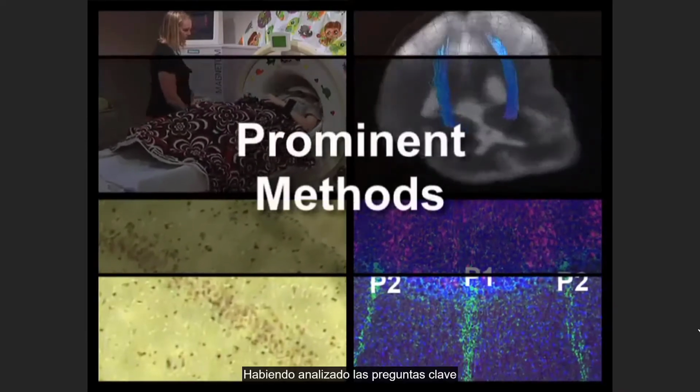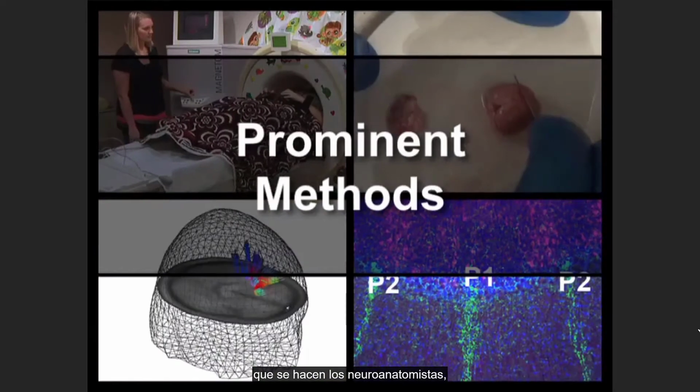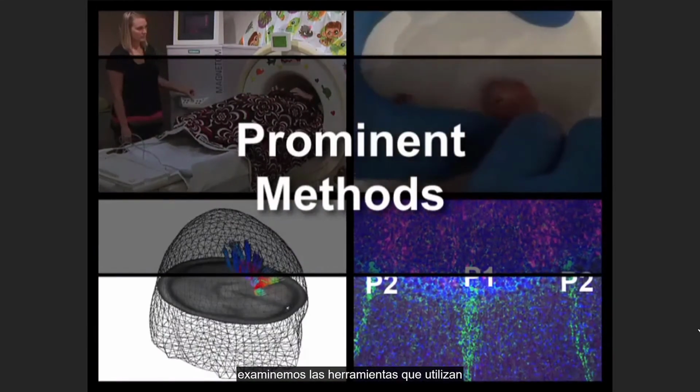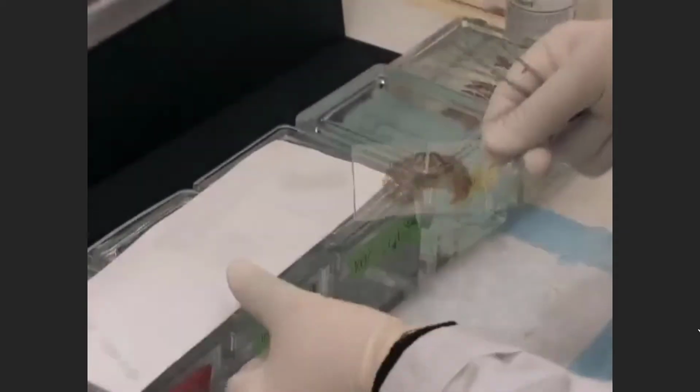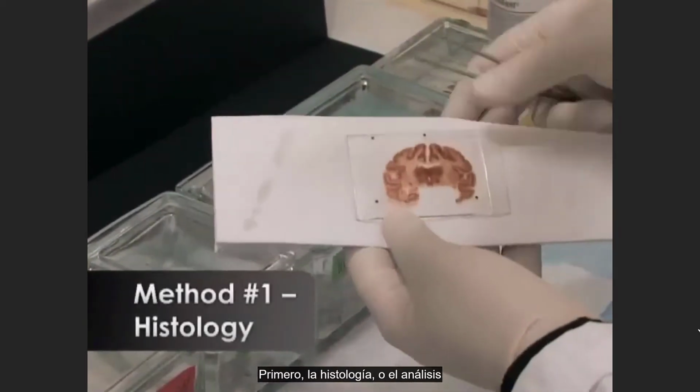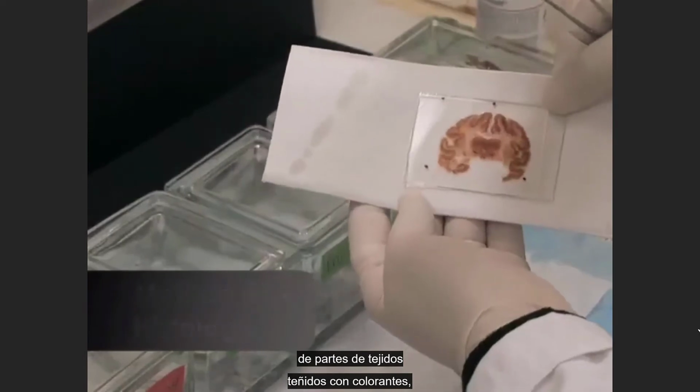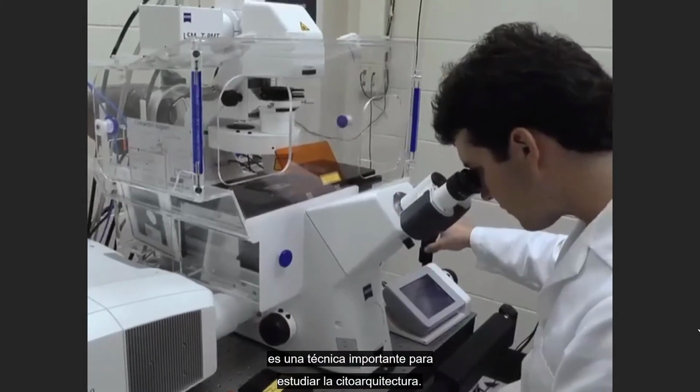Having discussed the key questions that neuroanatomists ask, let's review the tools these scientists use to find answers. First, histology, or the analysis of stained tissue slices, is an essential technique for studying cytoarchitecture.